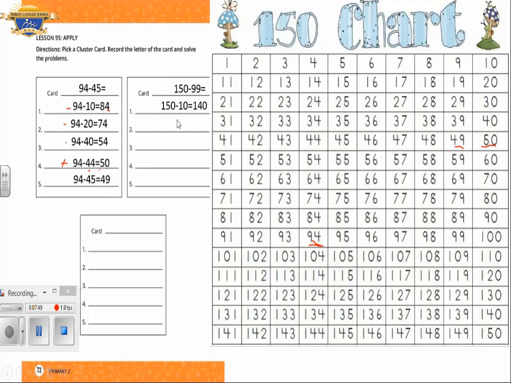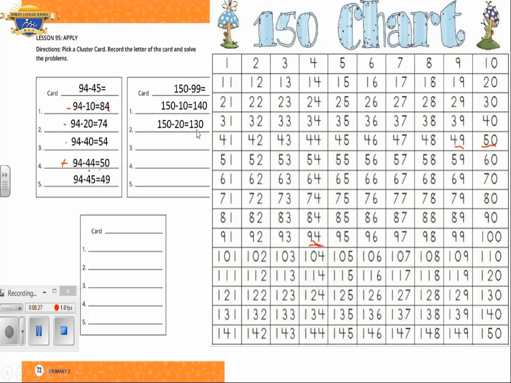So the hundreds remain the same. 100 is the same 100. 5 minus 1 equals 4. 0 minus 0 equals 0. Okay, the second problem, we will take away 2 tens from 150. So 150 minus 20, we already said that the hundreds and the ones remain the same. So 5 minus 2 equals, right, 3.